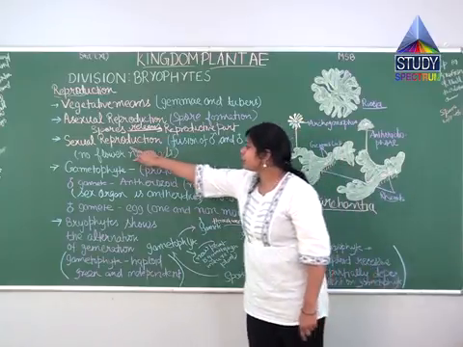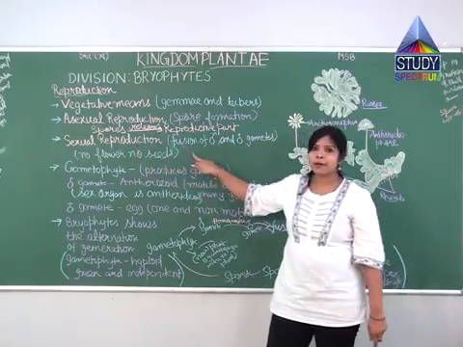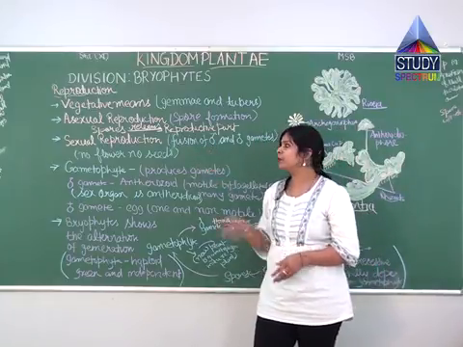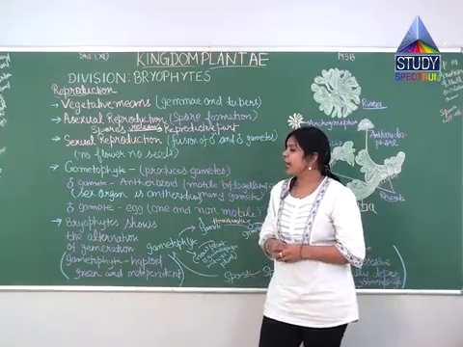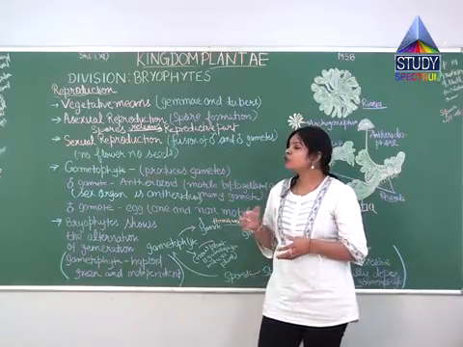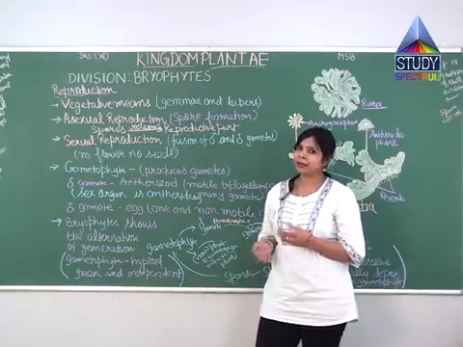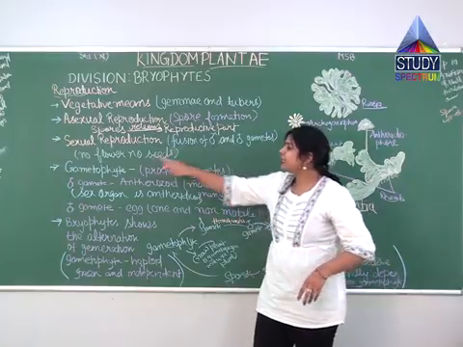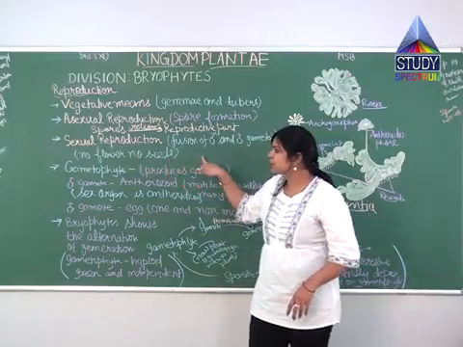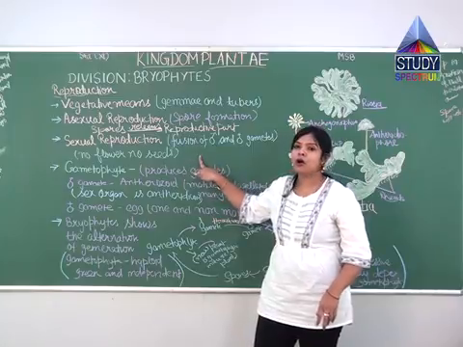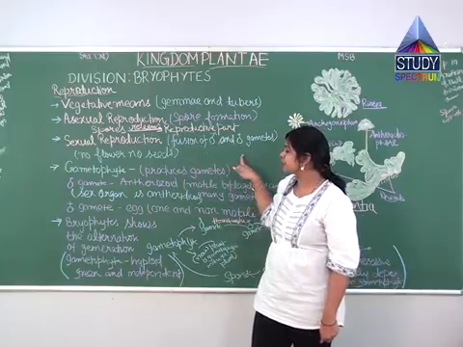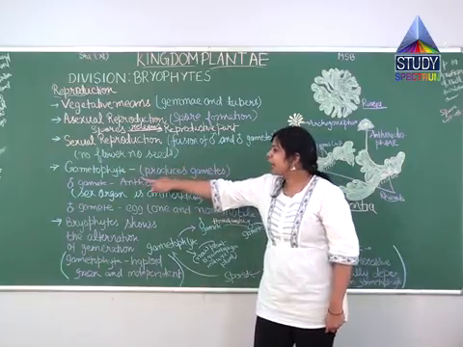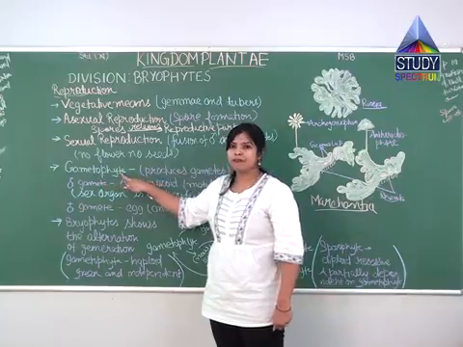Now if I talk about sexual reproduction, what happens in sexual reproduction? Here fusion of male and female gametes will take place. Bryophytes come in the category of cryptogams, meaning there will be no seed formation, so there will be no flower and no seeds. So how will sexual reproduction take place? Students, here in bryophytes the plant body is called the gametophyte.